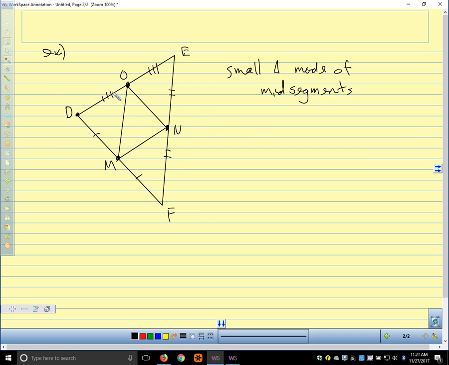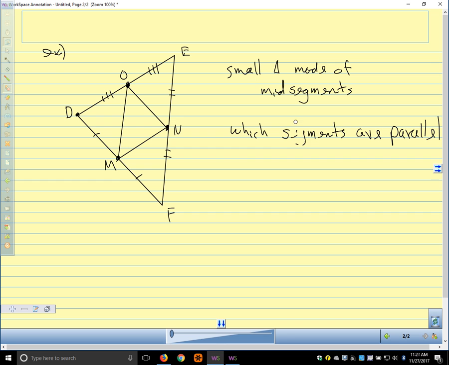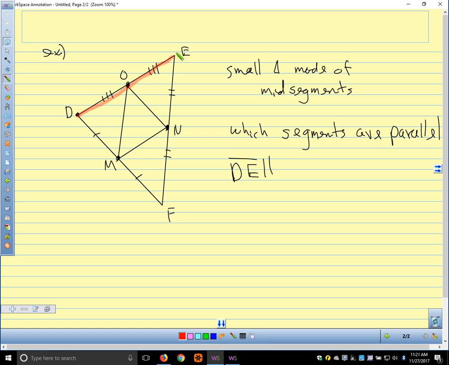So what the question is here, now that we figured out what's going on, we want to know which segments are parallel. And we're just going to look at the sides of the big triangle and the sides of the small triangle there. So I'm going to say DE is parallel to, so we're looking at that side. Which segment on the small triangle is that going to be parallel to? MN. And how about DF? So we're looking at this one now. What's that one going to be parallel to? ON.